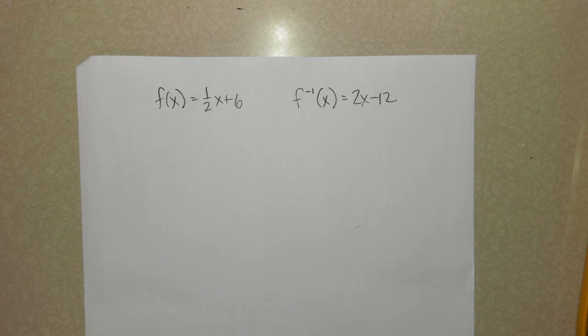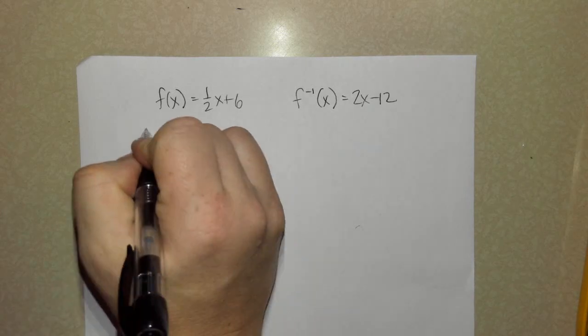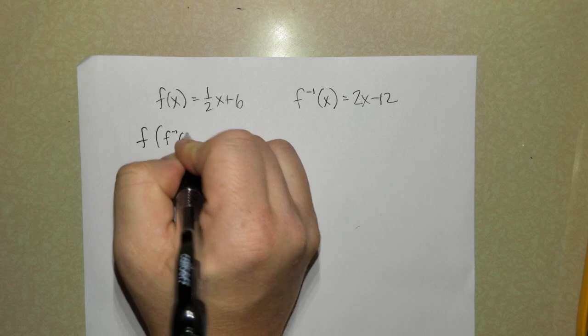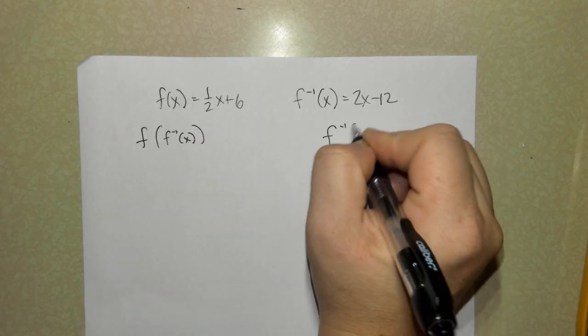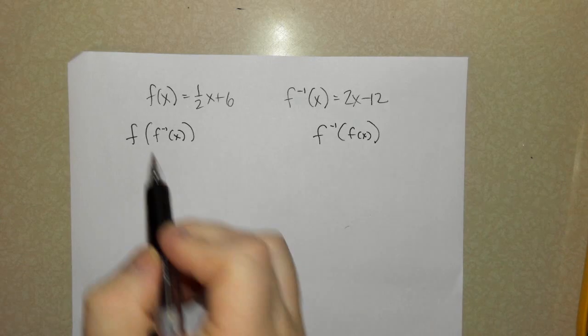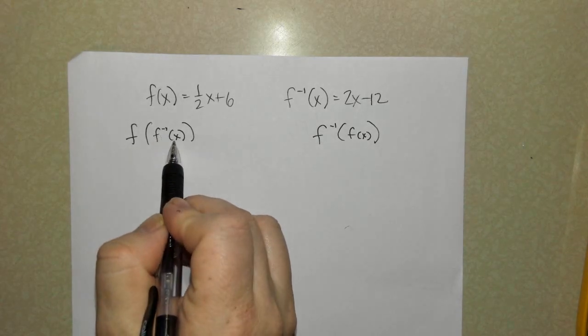Using compositions of functions, prove the two equations are inverses of one another. The order you do this does not matter. So I'm going to start by going, what is the inverse of x equal to?